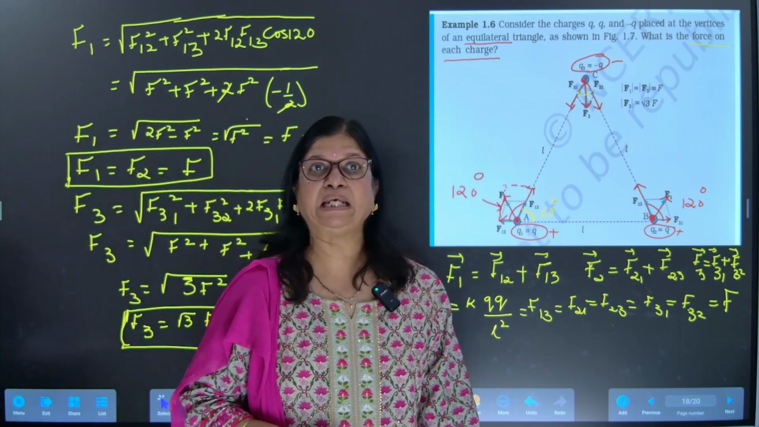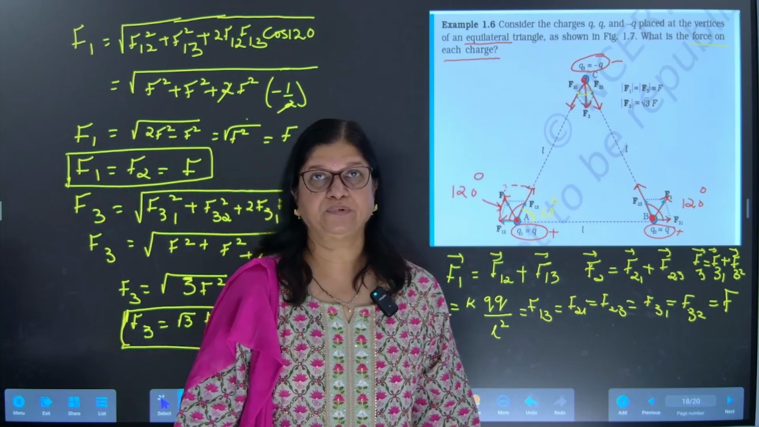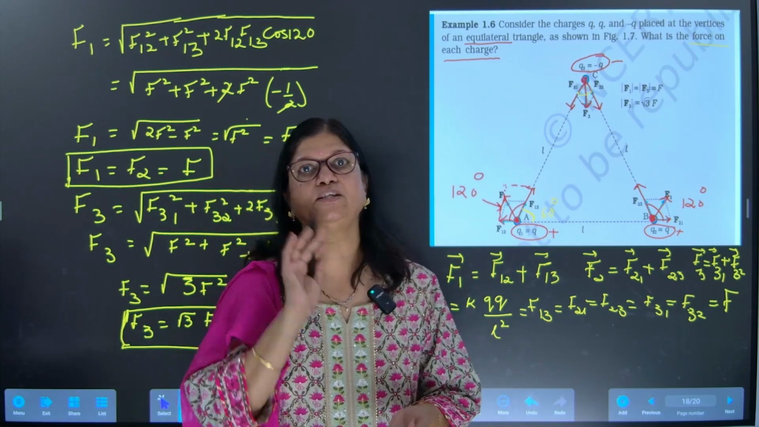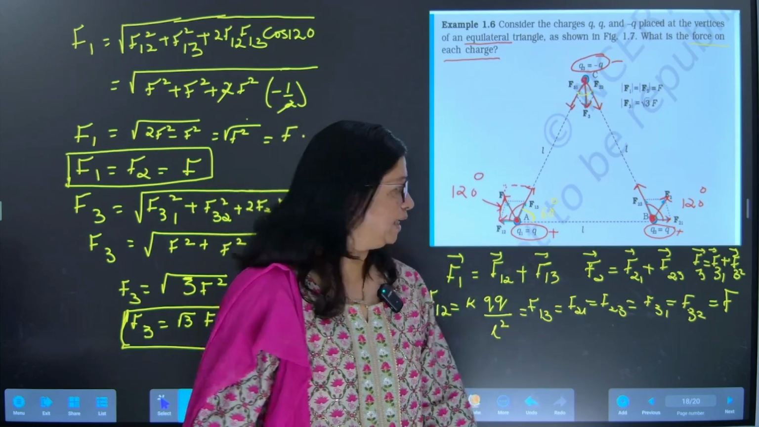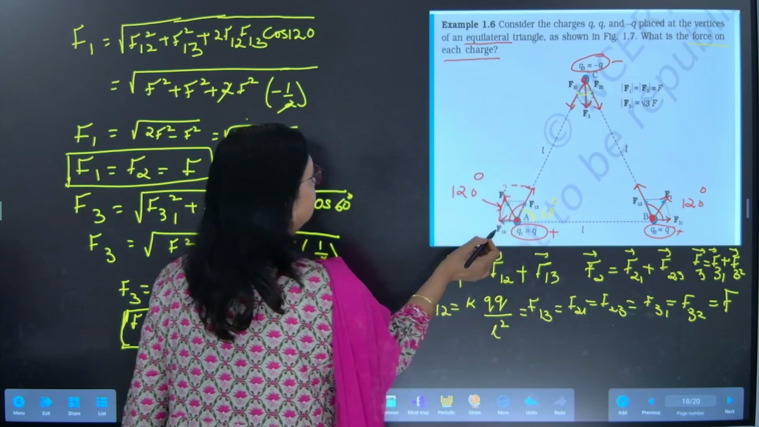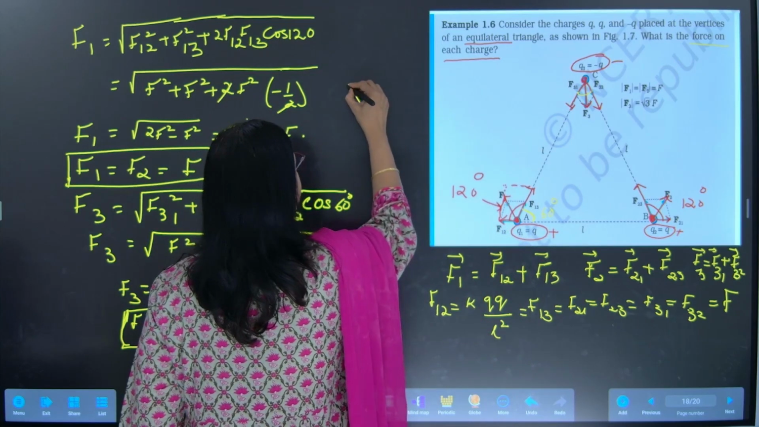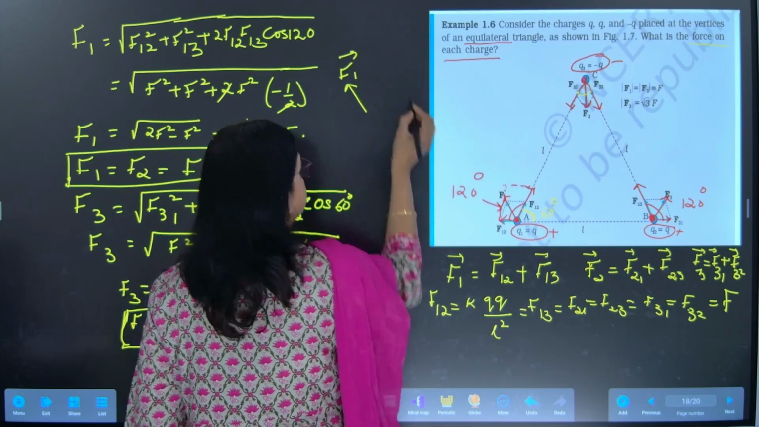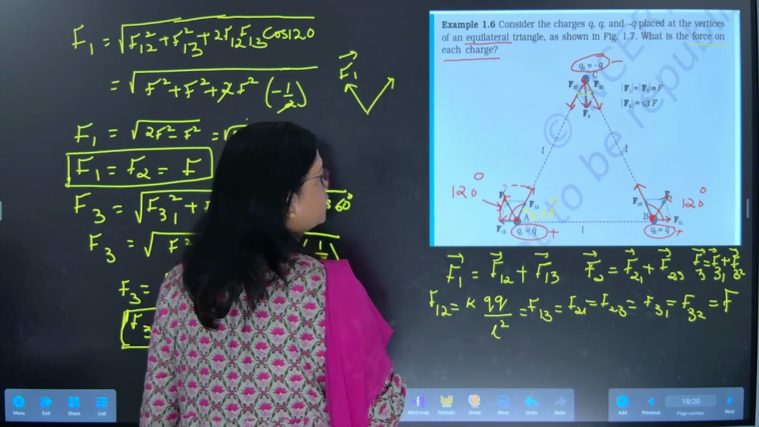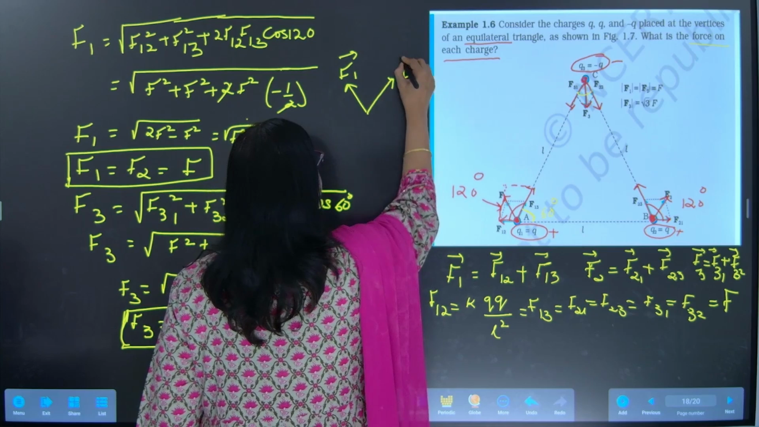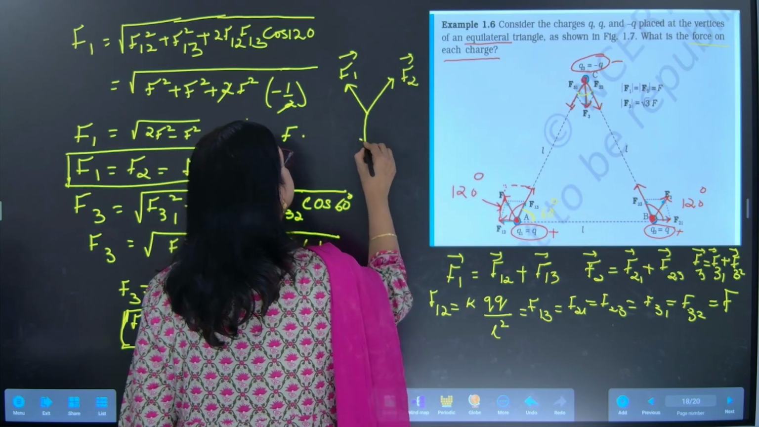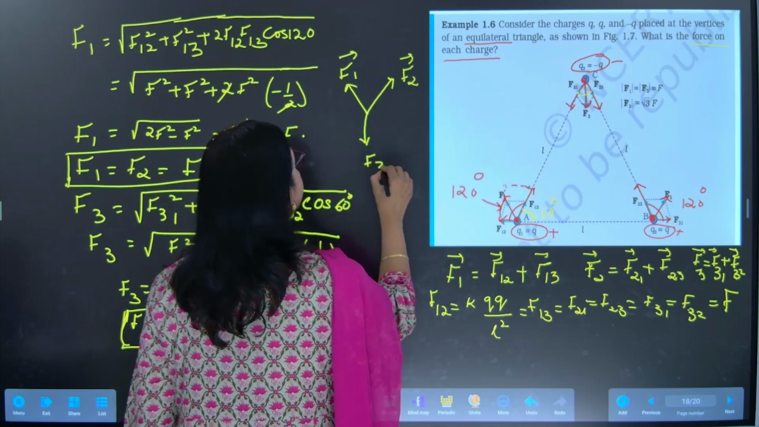Now here we can extend our question by ourselves, and we can ask what is the vector addition of F1, F2, F3. Can we do that? Yes, we can. So let us first draw the direction of F1. I have just copied this direction. Similarly, draw the direction of F2 as seen here. What is the direction of F3? Downwards, as seen there.